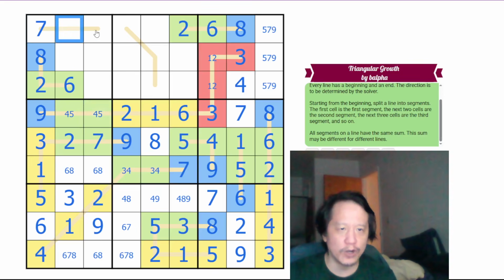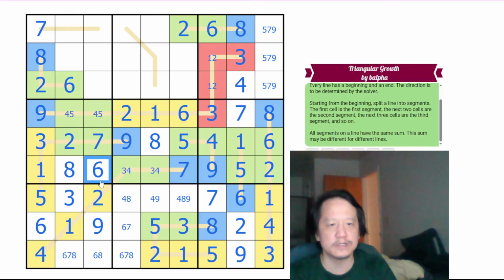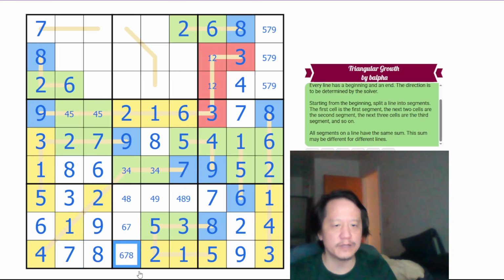7 and 1 could add up to 8, but we already have an 8 in the box. 6 eliminates 6 here, so it's 8 and 6. 6 eliminates 6 here, so that's 8. No 6 or 8 here, it's 7. 7 and 8 eliminates 7 and 8 here, 6, which makes this 7.